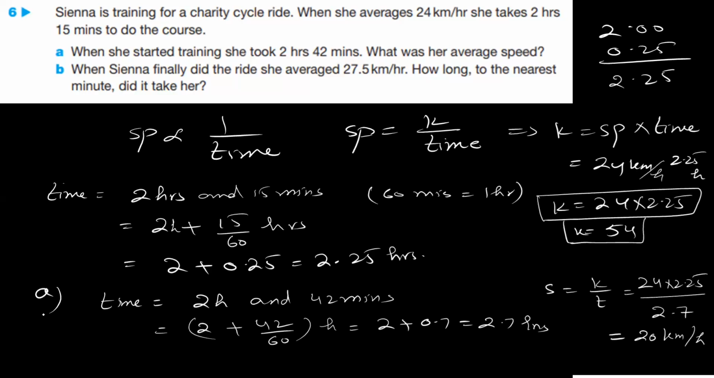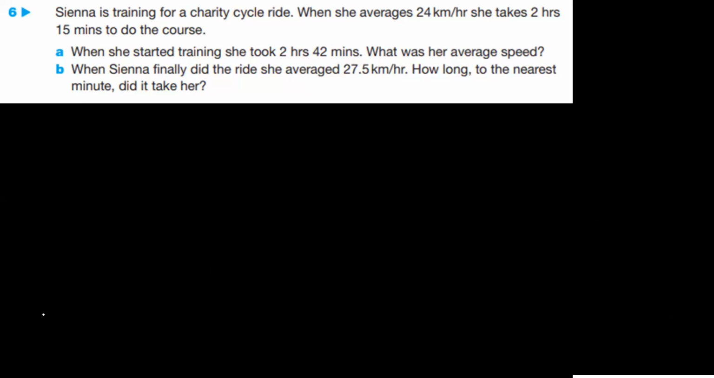Now we do question 6b part. B part states, when Sienna finally did the ride, she averaged 27.5 kilometers per hour. How long to the nearest minute did it take her? So again we rewrite the value of K. The value of K was 24 times 2.25, or you could write here 54. If we write 54 straight away, that one is also good.